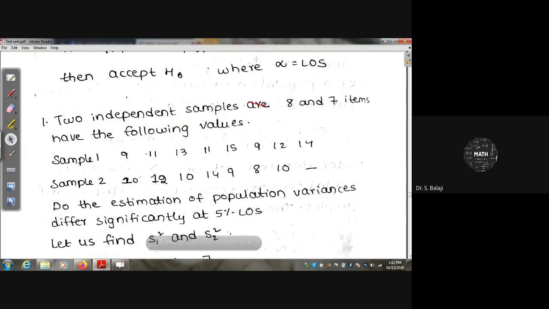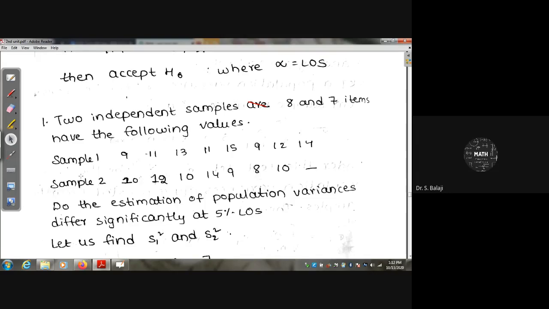Two independent samples of 8 and 7 items have the following values here. Sample 1 has these values and sample 2 has these values. Sample 1 contains 8 items, sample 2 contains 7 items. Do the estimates of population variances differ significantly at the 5% level of significance? They are asking that.